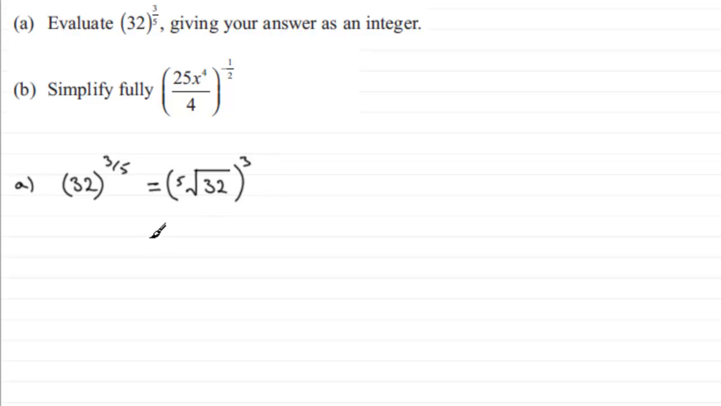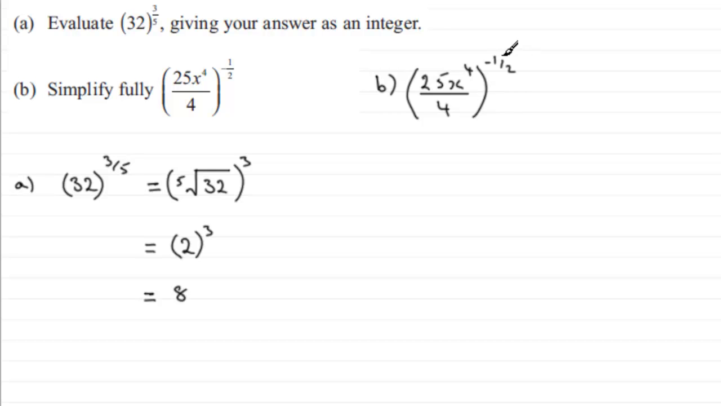So what is the 5th root of 32? Well, it's 2, because 2 to the power 5 would give us the 32, and we've got to now cube that. 2 cubed, 2 times 2 times 2 gives us 8. So fairly straightforward one then on basic indices. And again we've got B here, so how are we going to handle B? We've got 25x to the power 4 over 4, all to the power minus a half.